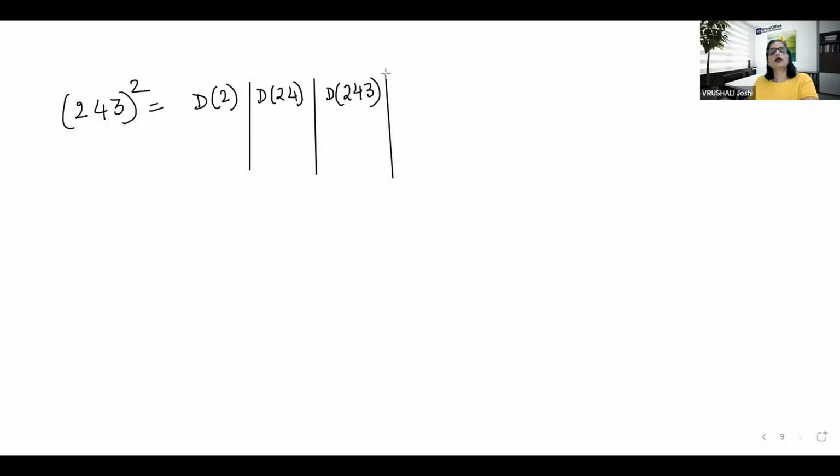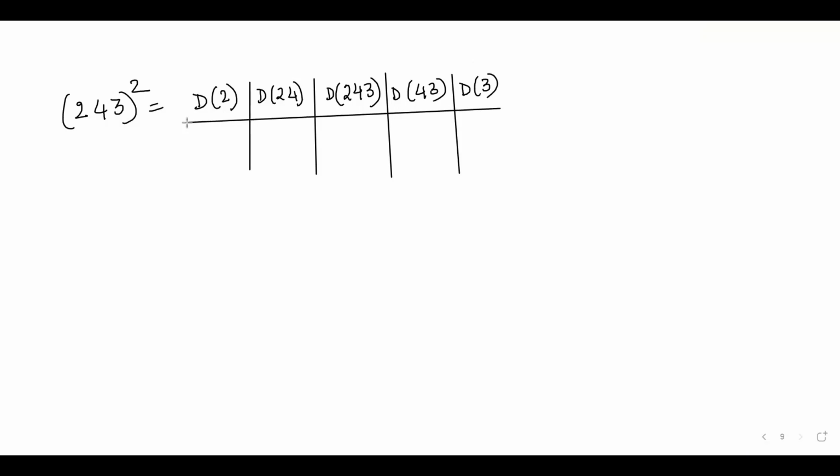Then you're going to have the duplex... Now you have reached the last digit, so you finished all the digits. So now you start leaving the first digit. That's going to be the duplex of 43. And the last will be the duplex of 3. Am I clear? Yes. Now let's start writing the values of all that we have here.